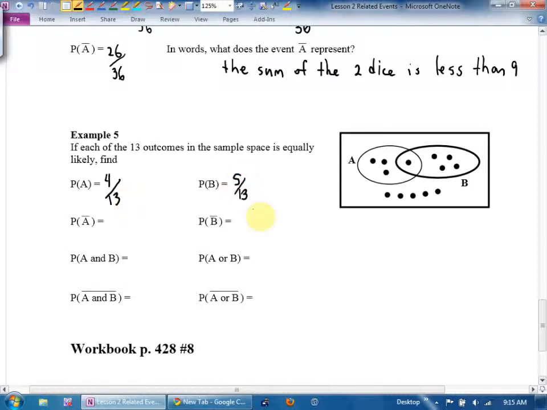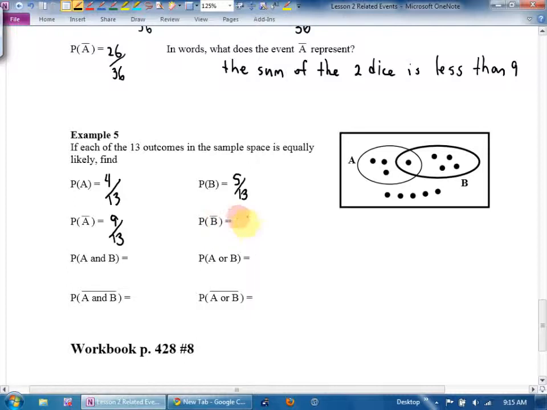Without counting, preferably. 9 out of 13? If it's 4 out of 13, 8, 9 out of 13, right? I mean, you can count, but let's use the complement when we can. It's always nice to use complements. What's the probability of not B? 8 out of 13? Okay.